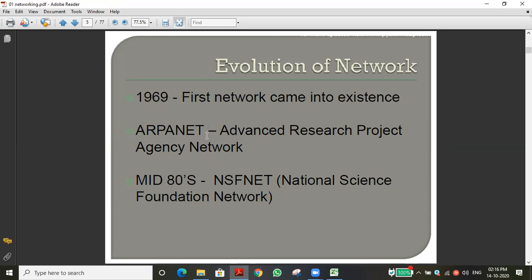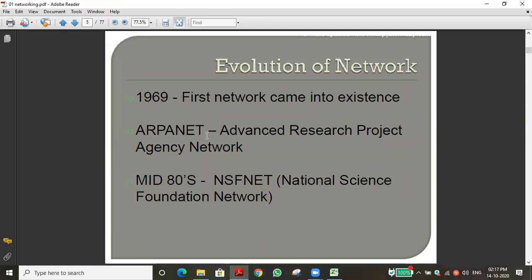Later, they set up one foundation, one organization called NSF. NSF does not mean the car race, it's not the game. That is the National Science Foundation. So NSFNET. Afterwards, they renamed it, in the mid 80s, 1980, 81, that period of time. They developed ARPANET, and the name was changed into NSFNET, the National Science Foundation Network.